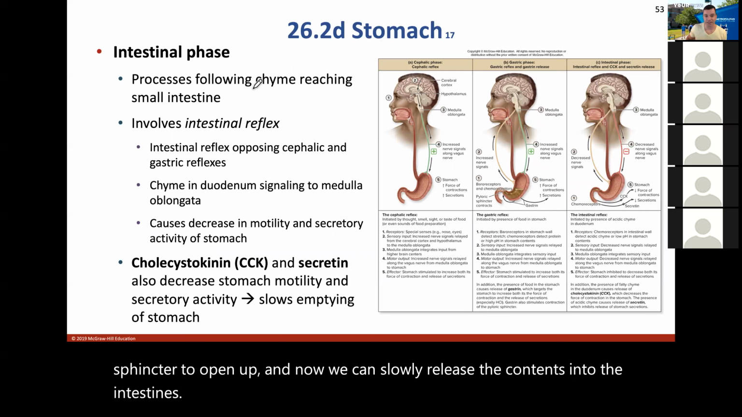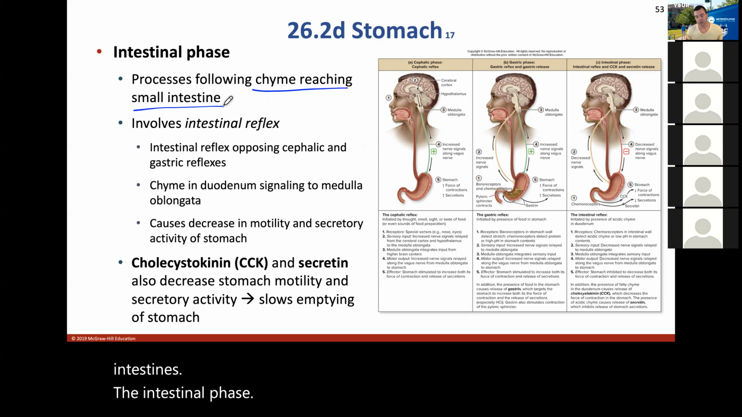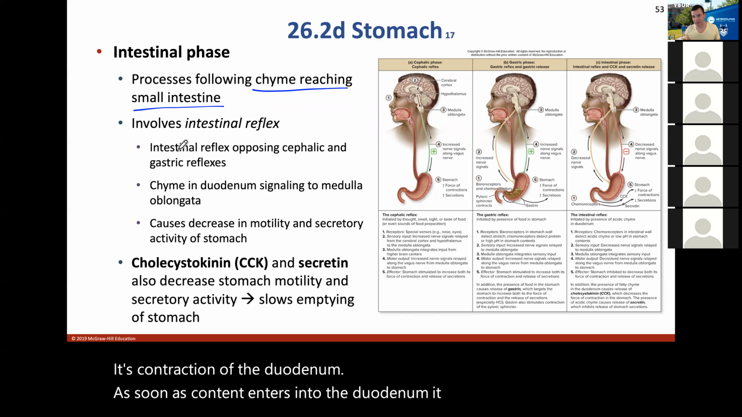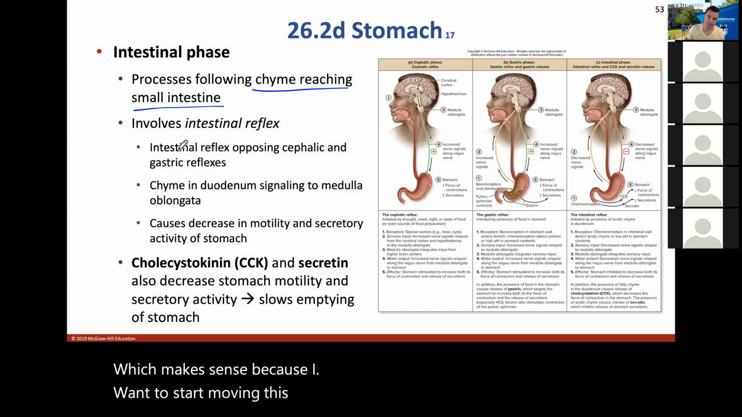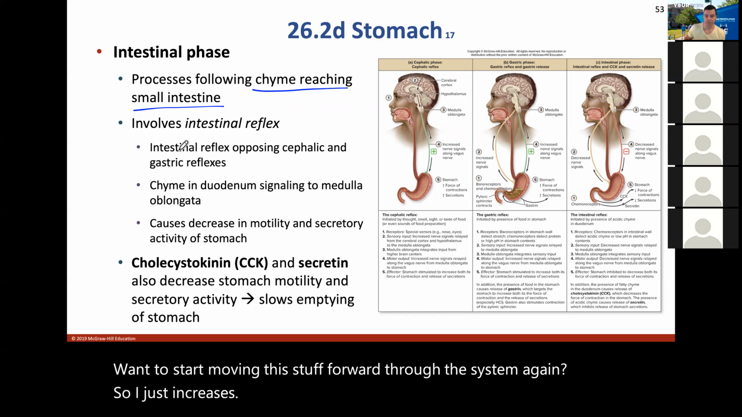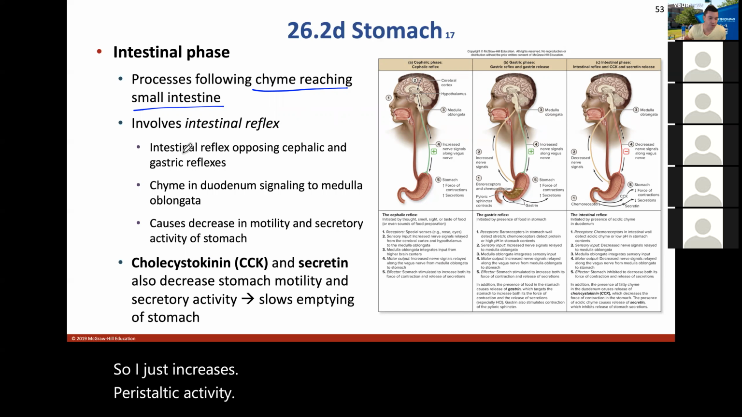The intestinal phase, when chyme leaves. This involves just an intestinal reflex. It's contraction of the duodenum. As soon as content enters into the duodenum, it causes the duodenum to contract, which makes sense because I want to start moving this stuff forward through the system again. So it just increases peristaltic activity of that intestine to start to move it around. It also helps to inhibit the activity of the stomach.